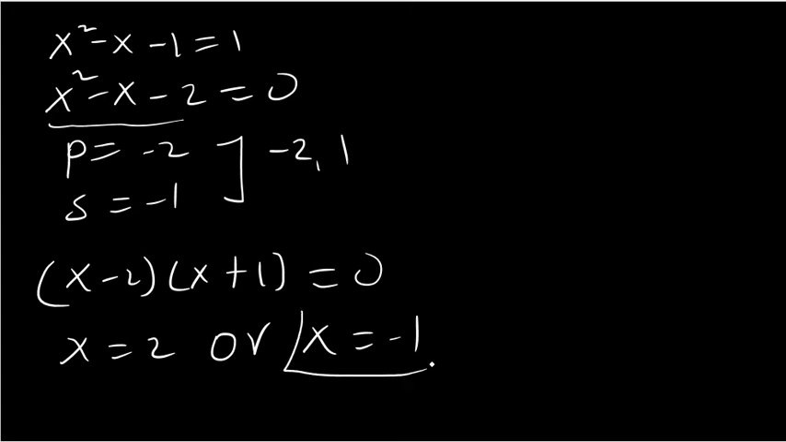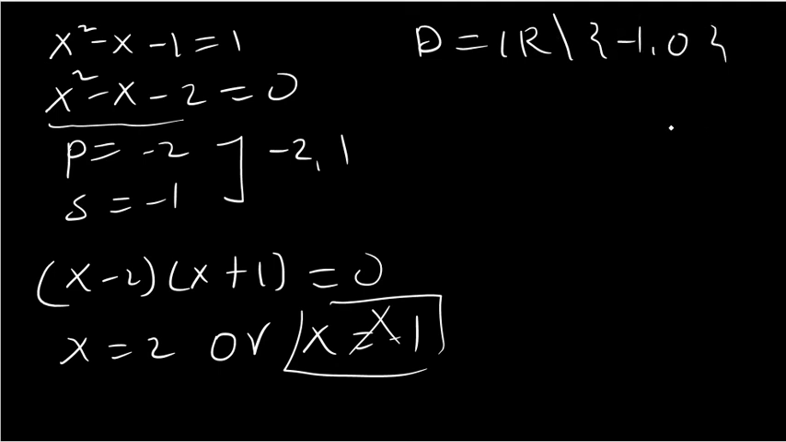But x equal to negative 1 cannot be an answer. The reason is that we restricted the domain. The domain, we said, is any real number without what? Without negative 1 and 0, we said already. So as you see, negative 1 is the one which is excluded. So the final solution set will be just 2.